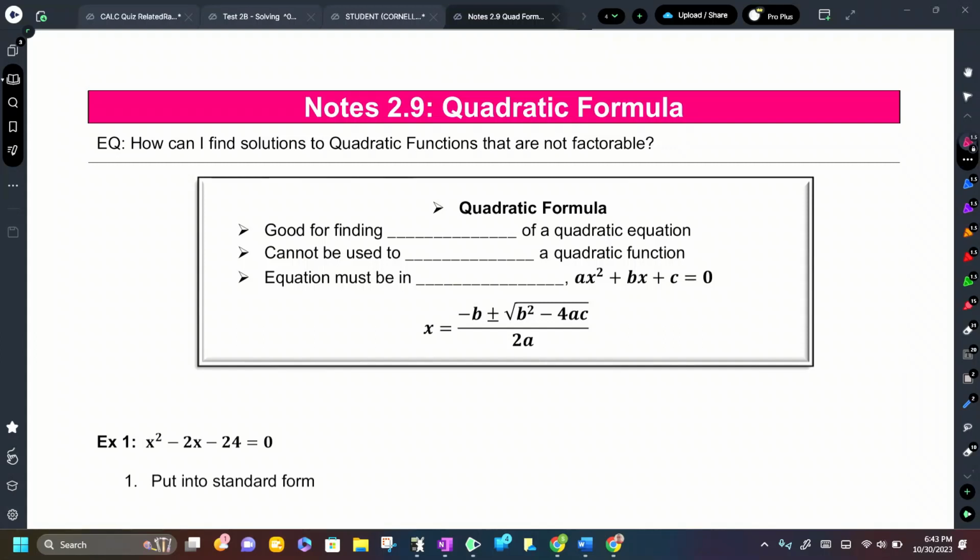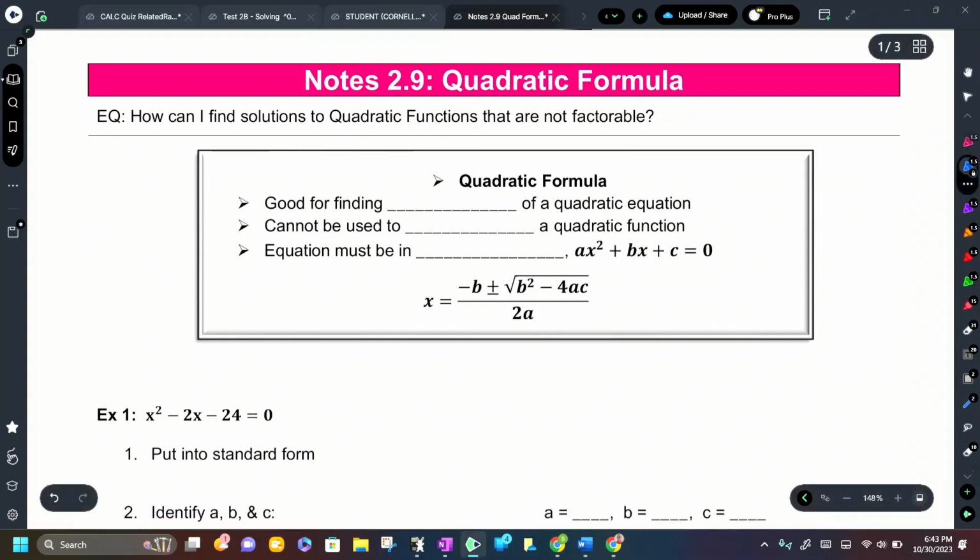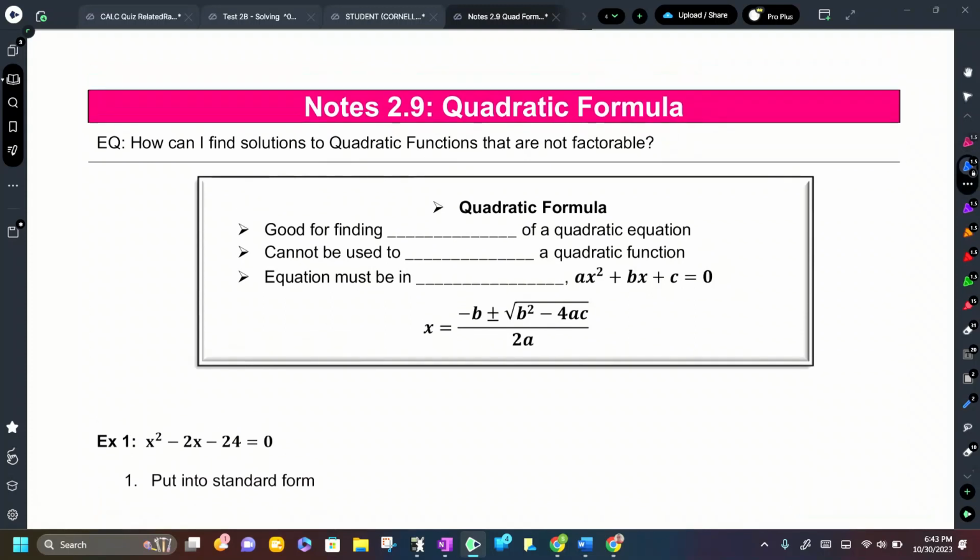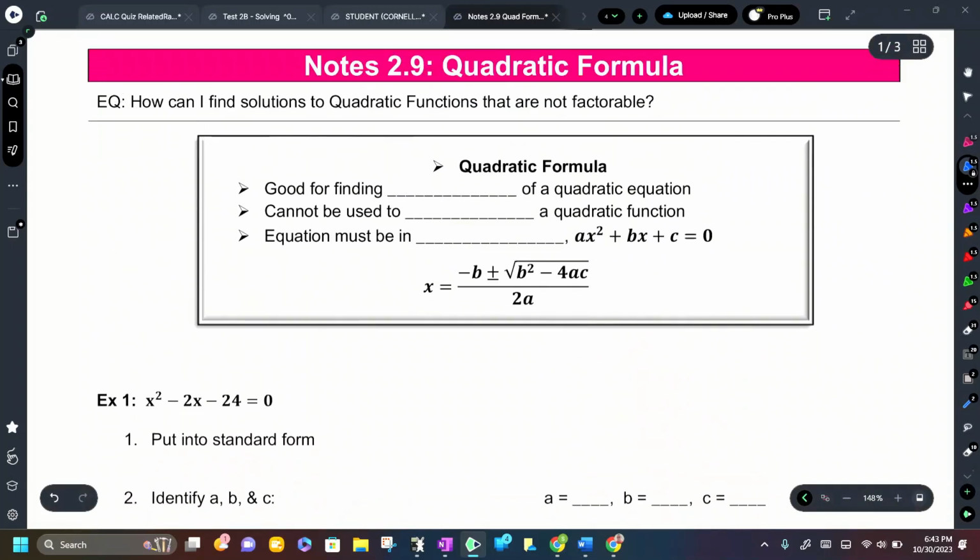Right, so we are going to do a little bit of notes on the quadratic formula. And you guys have seen this before a long time ago in Algebra 1. You probably never saw it in geometry. And so it should be familiar to you, hopefully. And we're going to do a couple problems together.